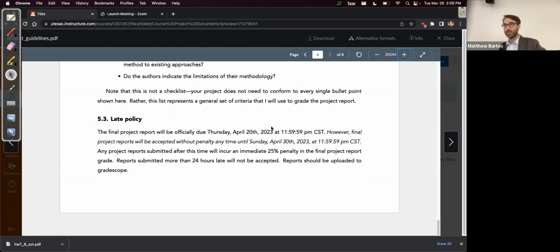And you can turn in the report anytime up until that deadline, so you don't have to turn it in on April 30th. Anytime before 11:59 p.m. on April 30th is when the report will be accepted without penalty. Okay, and then reports submitted more than 24 hours late will not be accepted. This project report is about 30 to 35% of your final grade, so I would recommend making sure you submit it on time.